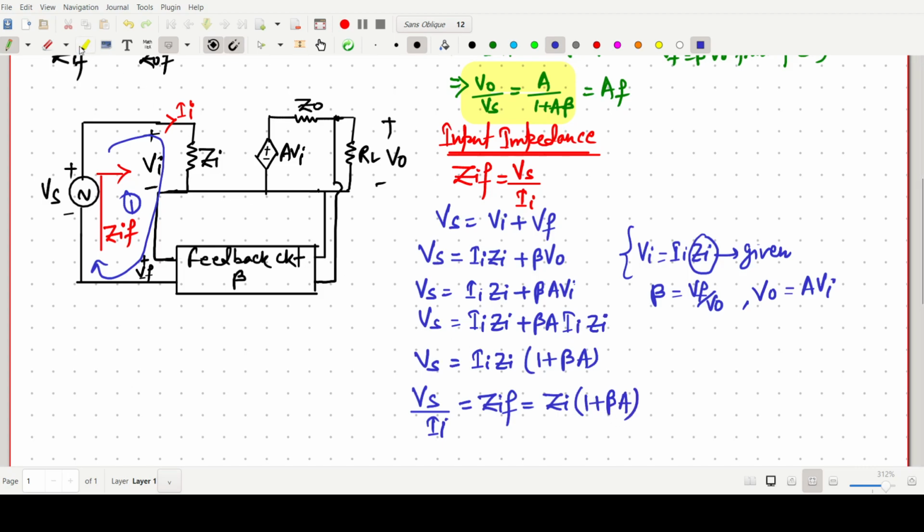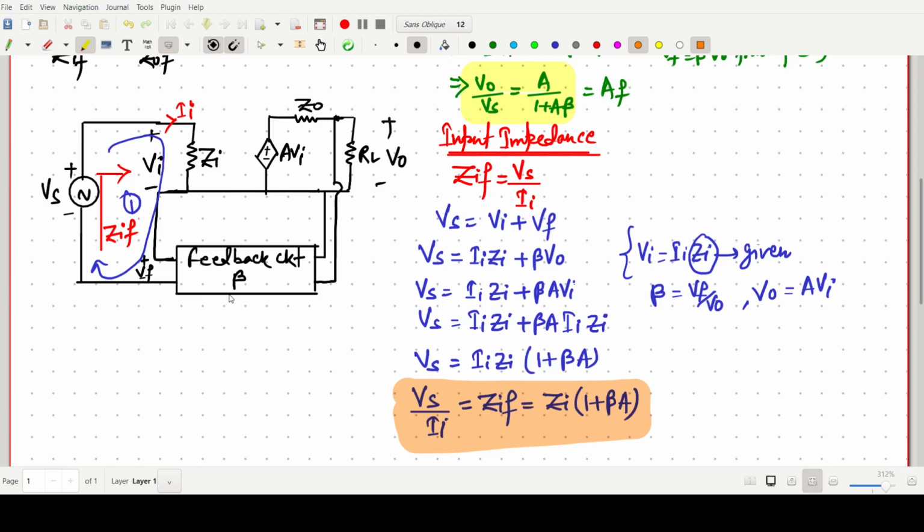So this one is the input impedance calculation of the voltage series feedback. Very simple. You have to know the step by step process and simple calculation by using KVL.